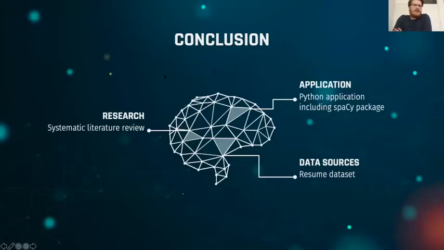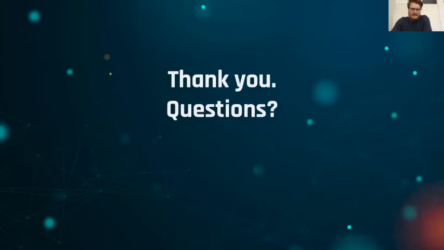As a conclusion, we have 3 points. We have the systematic literature review, which I'm performing right now, to gather information and knowledge which can be used as an input for the NLP application in Python using the spaCy package. And of course, we need data sources. These 3 components are going to form a unity together and deliver, hopefully, a tool that can identify bias indicators and apply them over a resume. And that was my presentation.